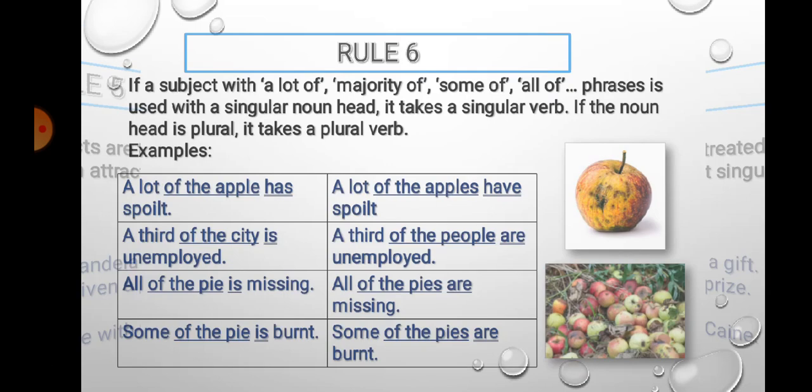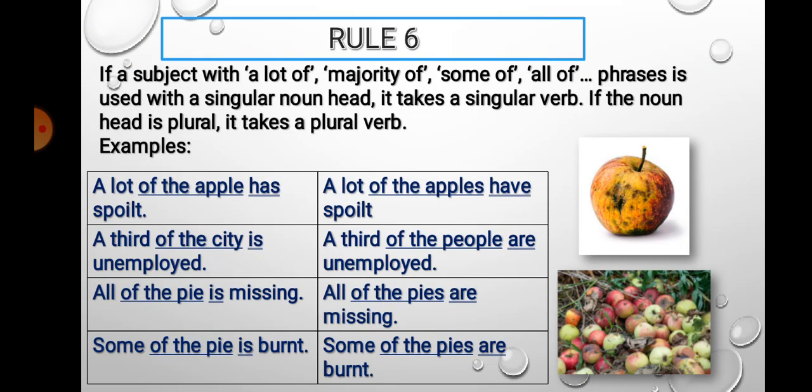Rule 6 says, if a subject with a lot of, majority of, some of, all of phrases is used with a singular noun head, it takes a singular verb. If the noun head is plural, it takes a plural verb. Let's check the examples below. A lot of the apple has spoilt.